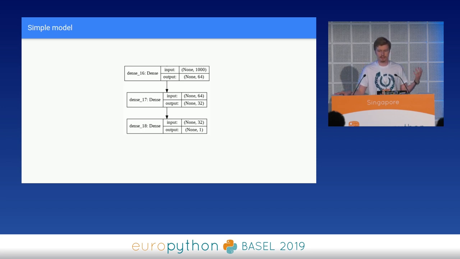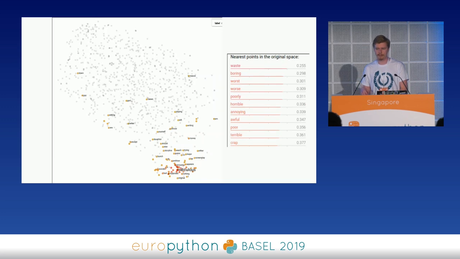So our first layer will construct embeddings for words in our dictionary. We can use them as features in different models, but we can also visualize them. I reduced the dimensionality from 64 to 2 with t-SNE, and we have this beautiful scatter plot. But what information can we extract from it?